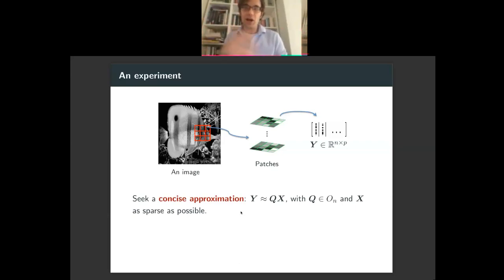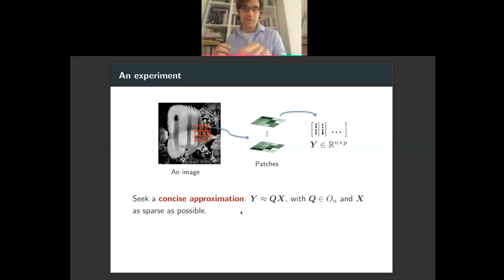There are a lot of reasons for preferring sparsity in image processing. There's a deep literature on this, but our reasoning here is simply that we want a concise approximation. So if X has only a few non-zeros, then this is relatively small. Okay, so in this expression, Y is Q times X, where X is sparse, and both Q and X are unknown. I'm going to try to determine them from data.